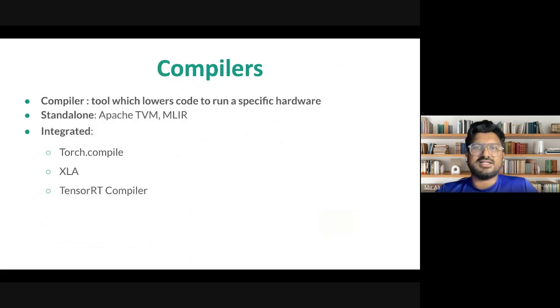Next, a few compilers. There are a few; a compiler is nothing but something which tries to lower the code to run on specific hardware. There are a few standalone compilers, that is Apache TVM and MLIR, and a few which are integrated into our famous Python frameworks: Torch compile, XLA, and TensorRT compilers. TensorRT compilers are very much used during inferencing by NVIDIA.